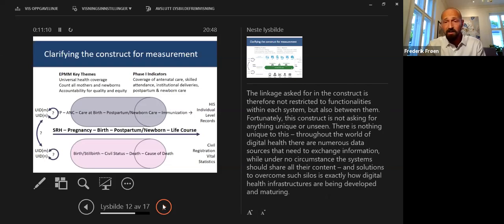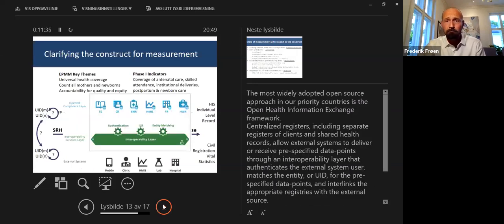Unfortunately, this construct is not asking for anything new or unseen. There is nothing unique to this. Throughout the world of digital health, there are numerous data sources that need to exchange information, while under no circumstance should the systems share all their content, and solutions to overcome such silos is exactly how digital health infrastructures are being developed and maturing worldwide.